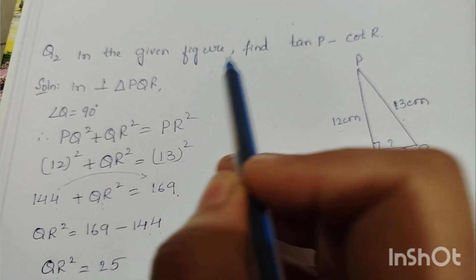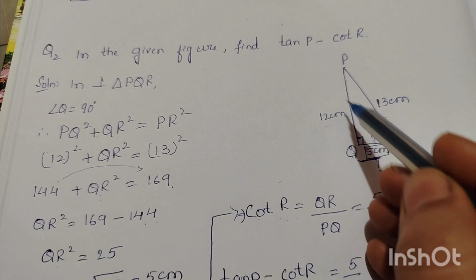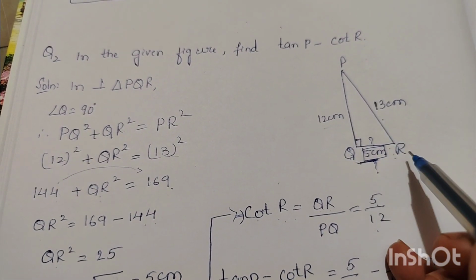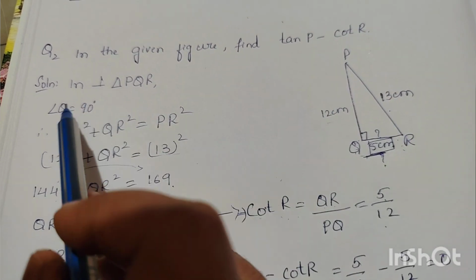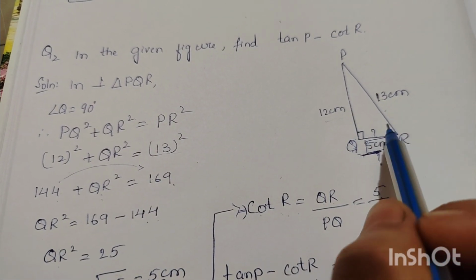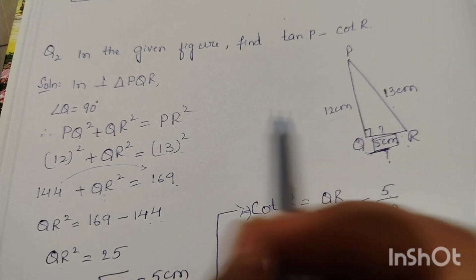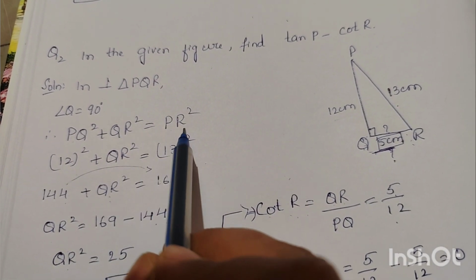In the given figure, find tan P minus cot R. This diagram PQR is a given triangle, and we have to find tan P minus cot R. In the triangle, angle Q is 90 degrees, which means we have to apply the Pythagoras rule: PQ square plus QR square is equal to PR square.